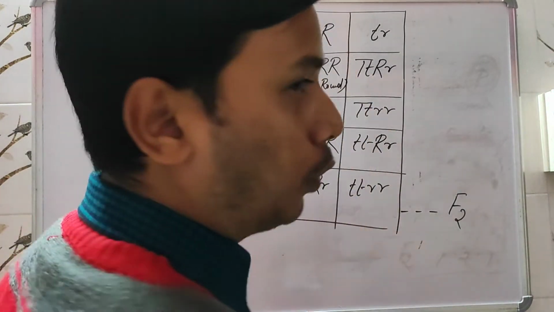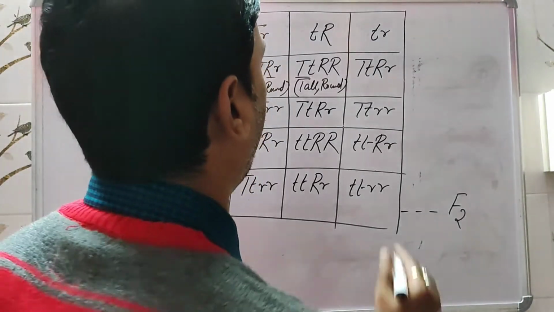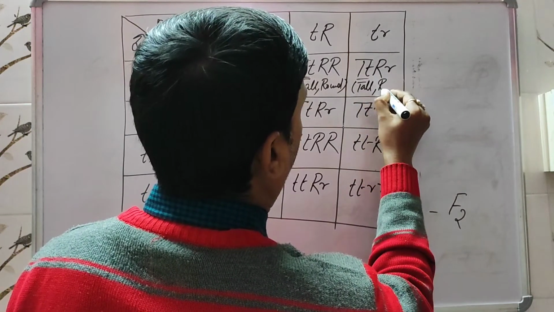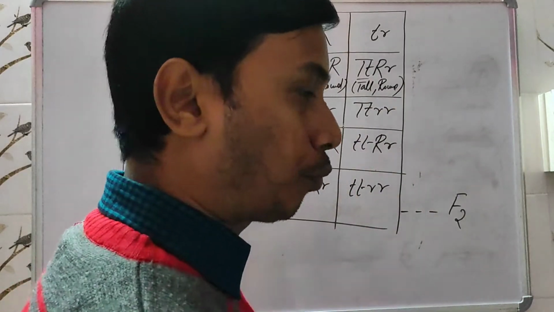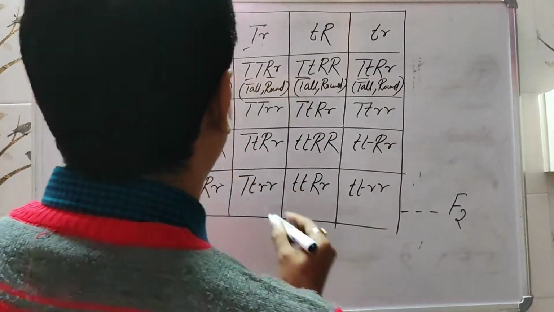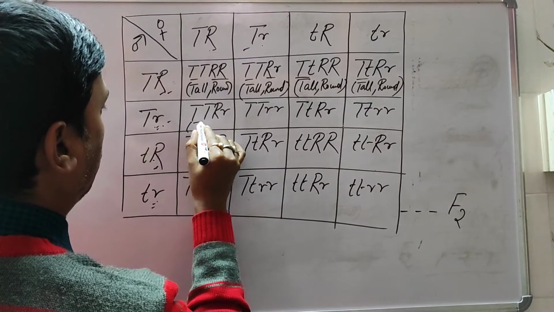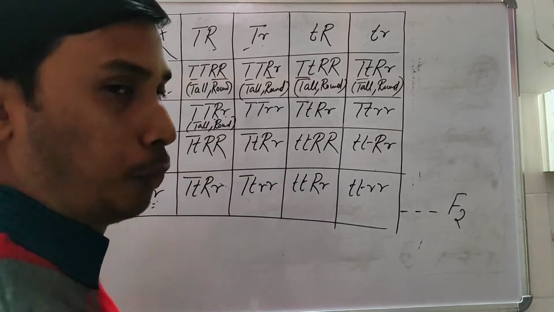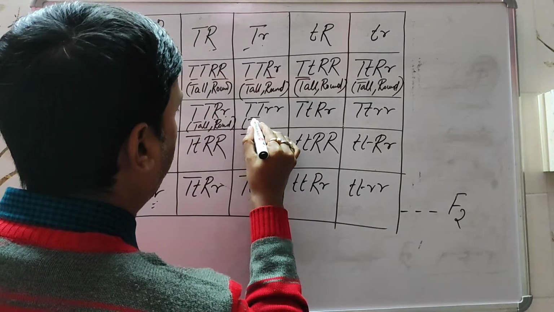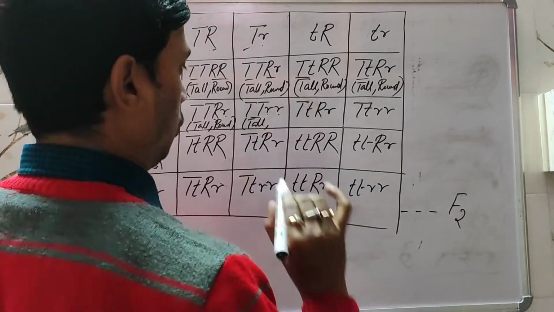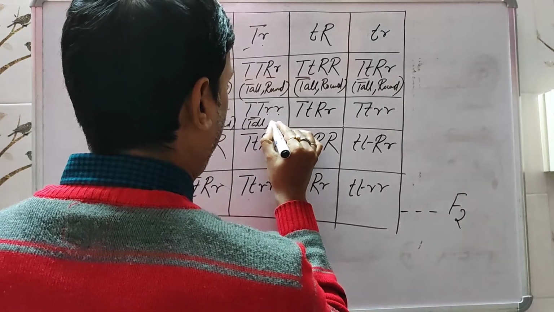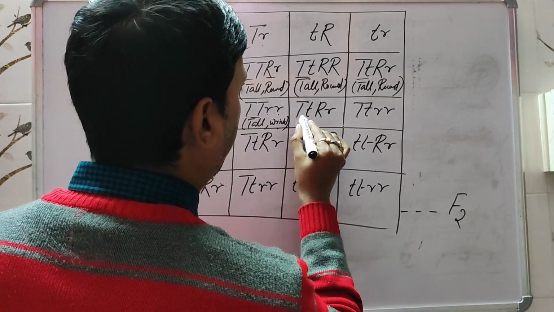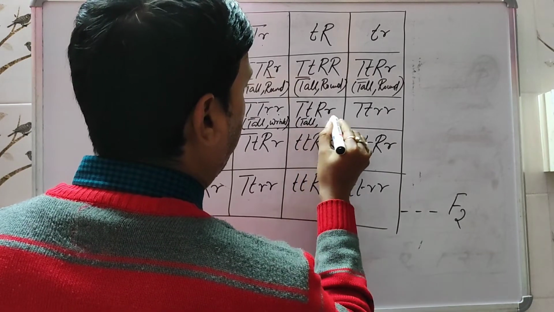So already I have written the genotype, now I am placing the phenotype below this. Here capital T, small t, that means tall and capital R small r means round. Okay, round. Here capital T that means tall, and capital R small r means round. Okay. Here this part capital T means tall, and small r means wrinkled. Okay, wrinkled. And then capital T small t that means tall, and capital R small r means round.